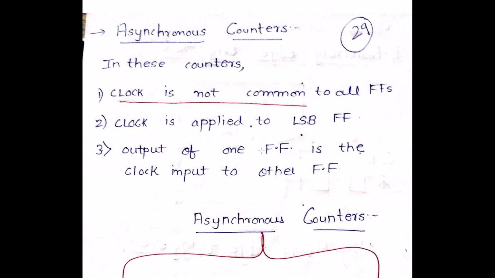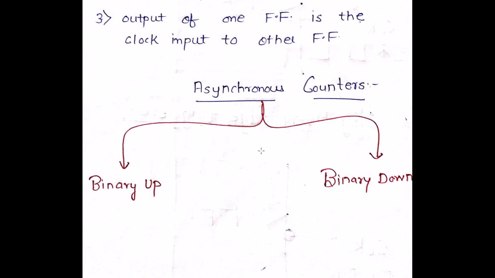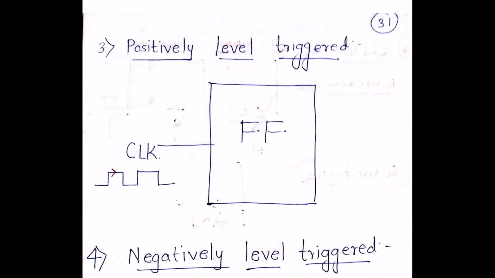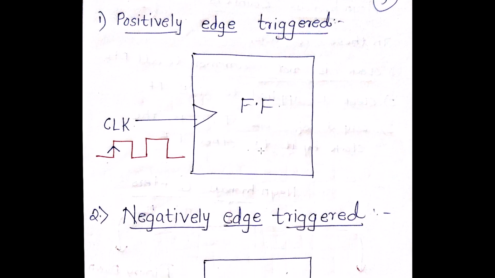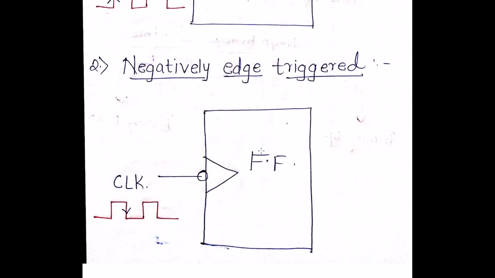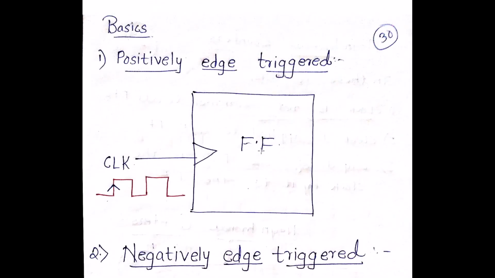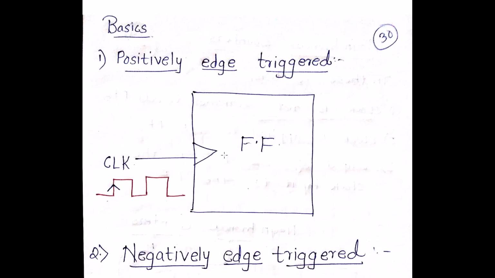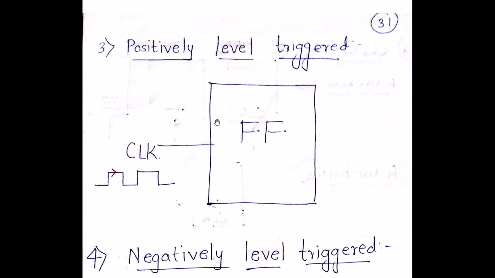Now, as I told you, the asynchronous counter can be a binary up counter or a binary down counter. However, it can be edge triggered or level triggered. In case of edge triggered, it can be a positive edge triggered flip-flop or a negative edge triggered flip-flop. When I talk about a positive edge triggered flip-flop, this triangle, if you are able to see, indicates that it is an edge triggered flip-flop. In the case of a level triggered flip-flop, there is no triangle present over here. So you need to understand one thing very well: in case of your edge triggered flip-flop, you have the triangle over here, whereas in case of a level triggered flip-flop, you don't have the triangle over here.